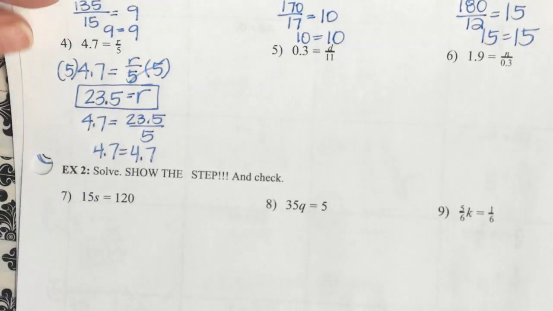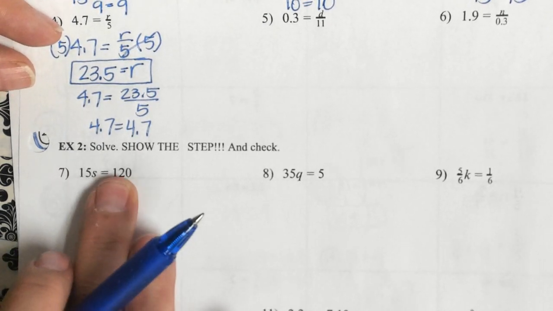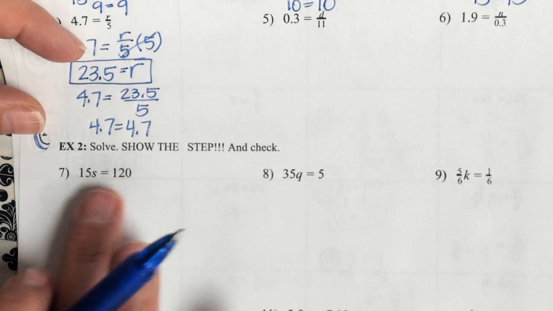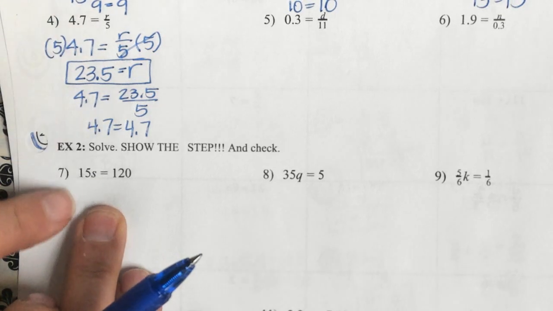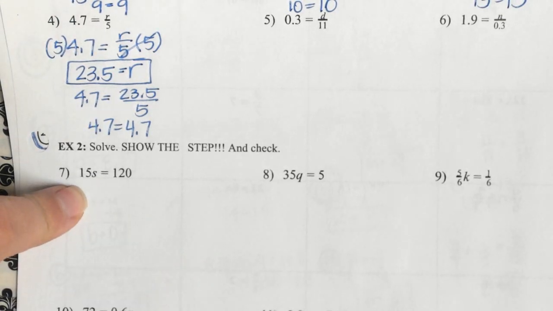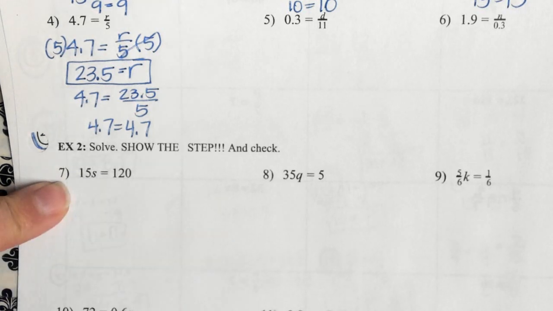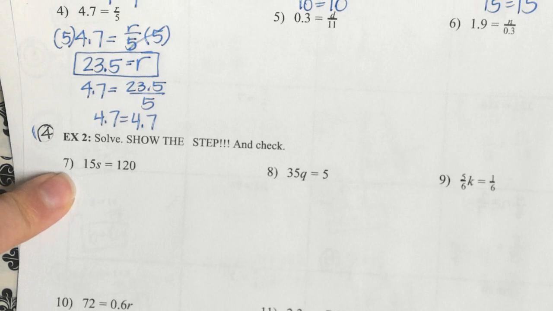Okay, so looking at number 7. Now we're going to look at the other side of the picture. Okay? 15s. What does that mean? 15 times s. So if this is a multiplication equation, how do I undo it? Division. Now, I like the way that mathematically they have you do these equations because it would look really awkward for me to come down here and put a division sign and put 15. It would just look weird, okay? So we want things as neat as possible. So that's why we're going to use the fraction bar to show division.